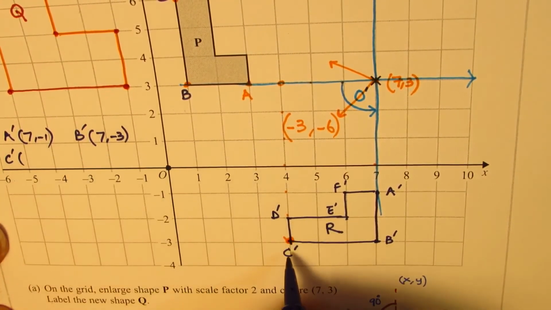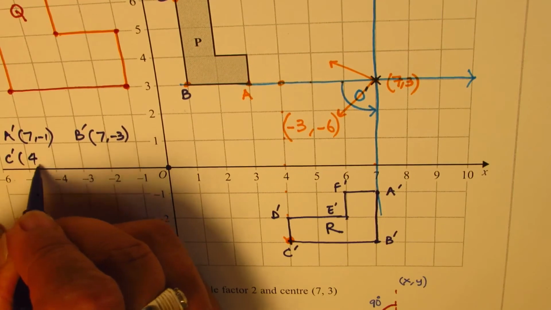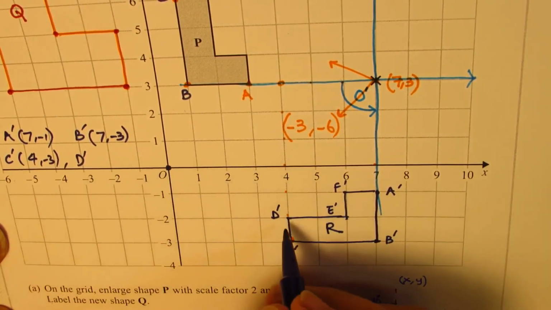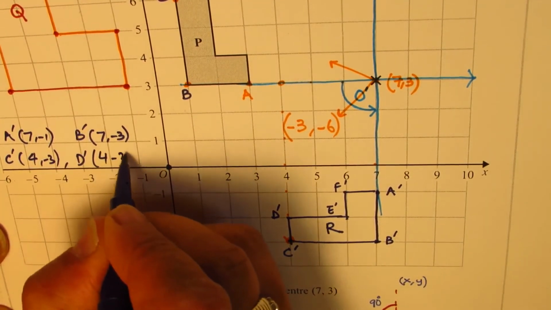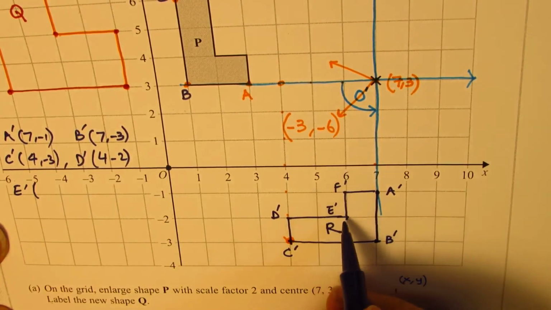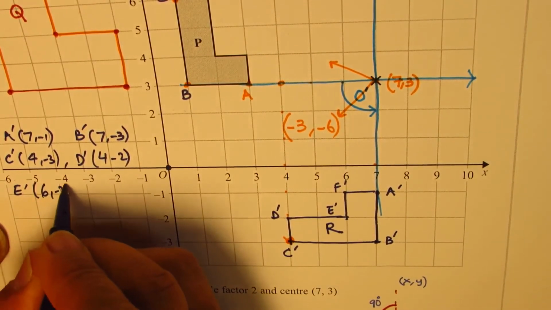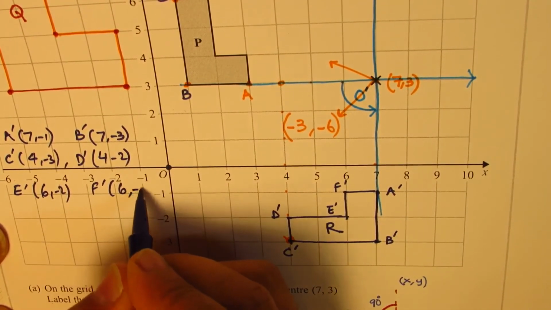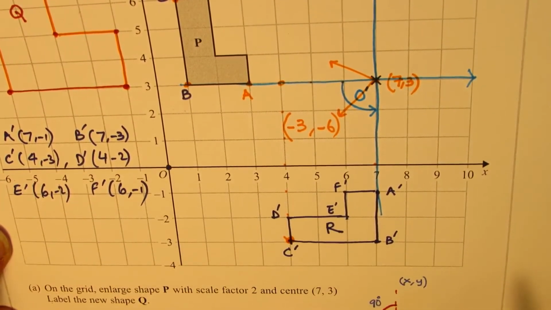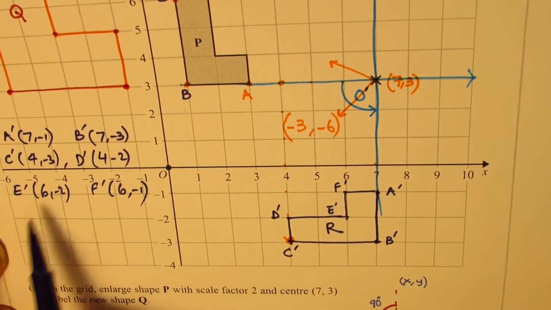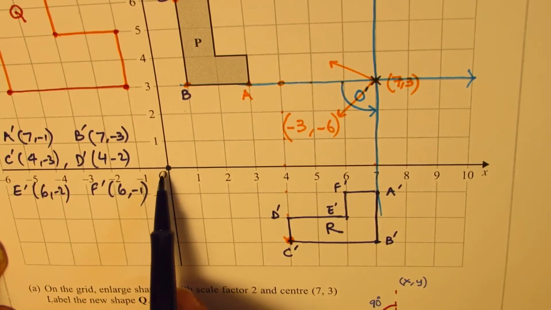C dash is 4 minus 3. D dash is 4 minus 2. E, the image of E is E dash, which is 6 minus 2. And F dash will be 6 minus 1. So I hope these steps are absolutely clear, right? So these points which we'll put in the solution will be with reference to original origin, right?